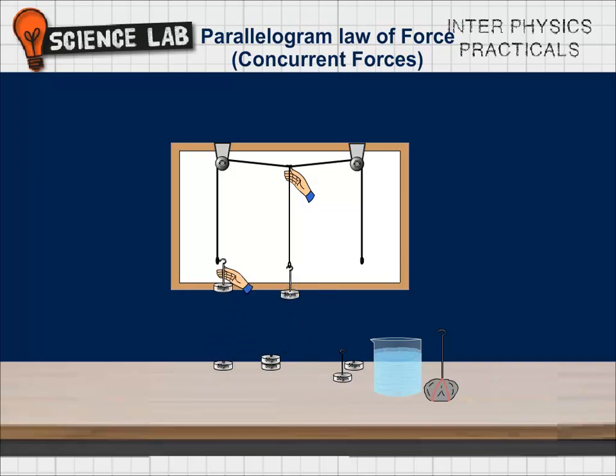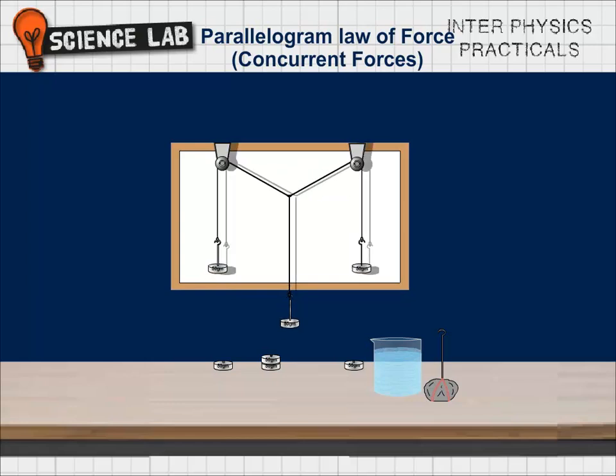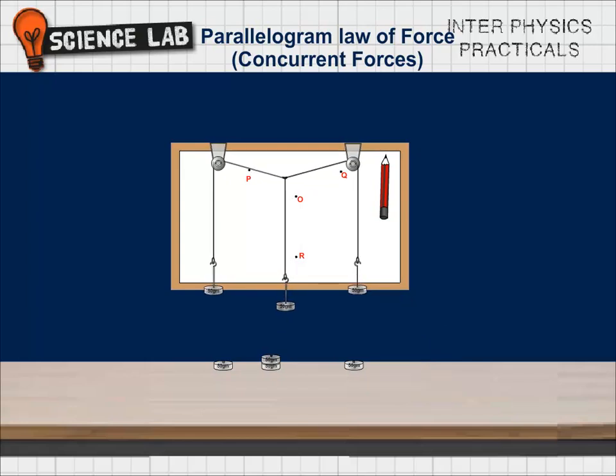Add the weight hangers by holding the strings such that the arrangement is not disturbed. Release the string. Wait till the arrangement comes to rest. Turn on the light. You can observe the shadow of the string on the white sheet. Mark the point O with the pencil at the center where the knot is present. Trace the points R, P and Q carefully in the direction of the forces R, P and Q.